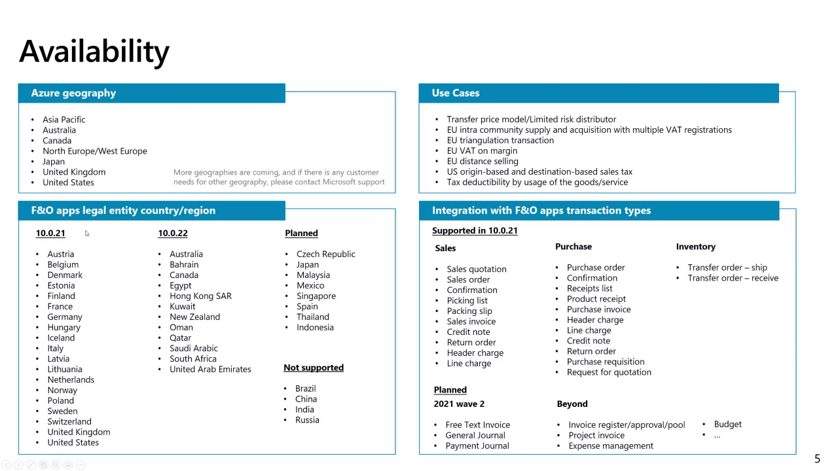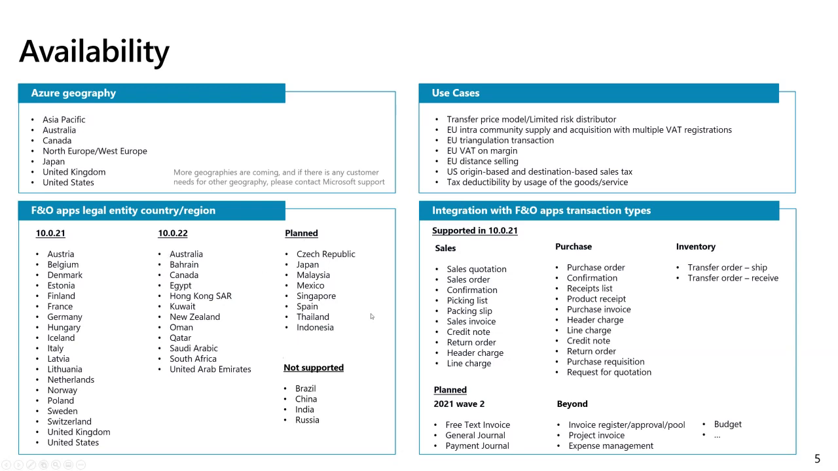And for the country-wise, as you know, we already support 43 countries out of the box in Dynamics 365 finance and operations apps. So in 10.0.21, these countries will be supported in tax calculation service. The majority are European Union countries and also the United States here. And in 10.0.22, more Asia Pacific countries are supported here: Australia, Bahrain, also Canada, Egypt, these countries.